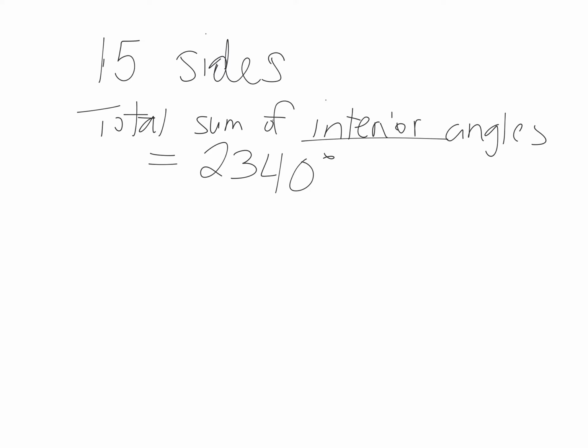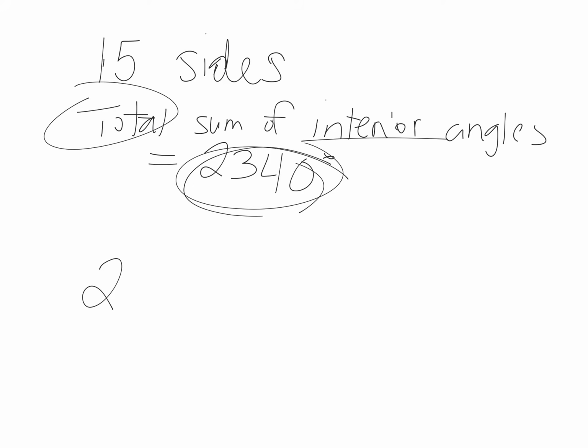Okay, so if it's a 15-sided shape, we figured out that the total sum of the interior angles is 2,340 degrees. Now, assuming that every angle is the exact same size, how would you calculate the measure of each angle? If there's 15 sides, how many angles are there? 15 angles, right? 15 sides means 15 angles. So if there's a total of 2,340, and I want to know what's the size of one angle, what would you do? Yes? 180. Nope. The total is 2,340. How many angles are inside the shape? Yes, Daniel. So what do I do to find out the total of one angle?